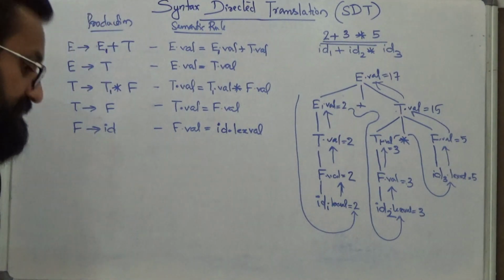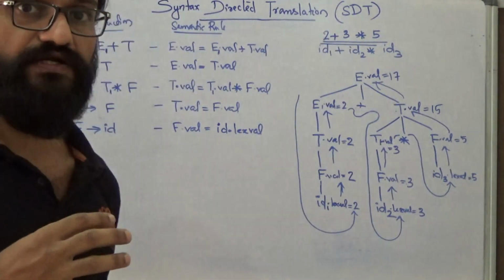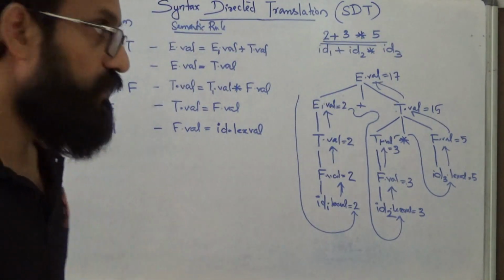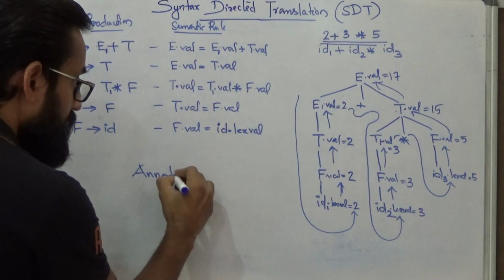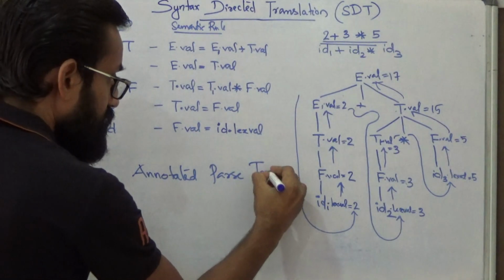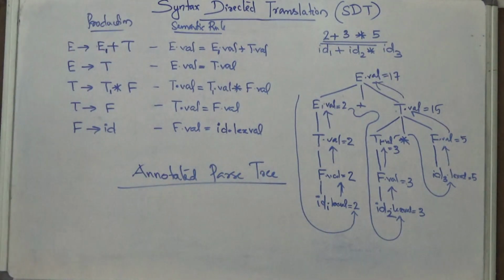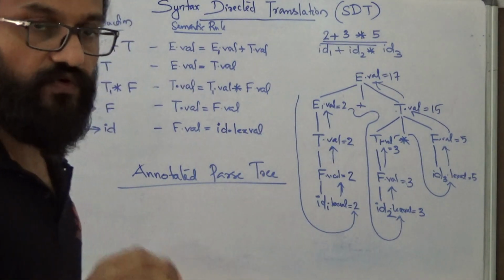And such a parse tree, that is a parse tree with values assigned to each node, is termed as an annotated parse tree. So a parse tree with attribute values assigned to each node is termed as annotated parse tree.